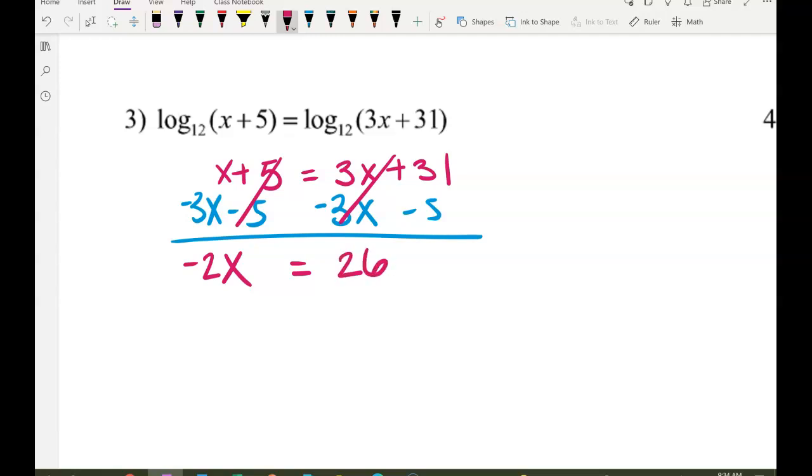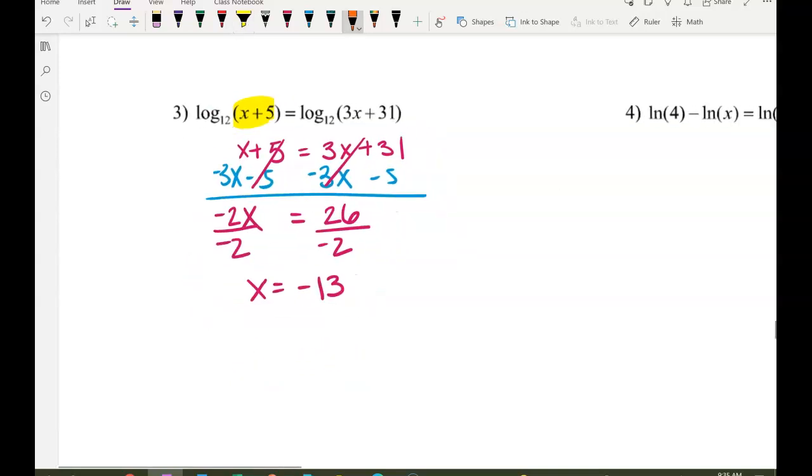All right, Katie, divide both sides by negative 2. x is negative 13. All right, let's plug it in, y'all. Negative 13 plus 5. What happens? Uh-oh. Whoopsie. Can I have it? No. So we can't have an answer here. So no solution.